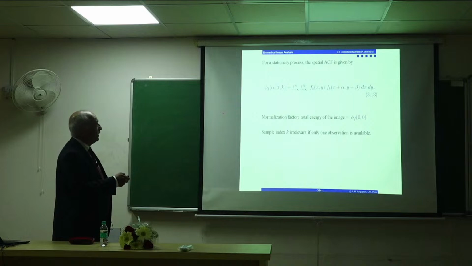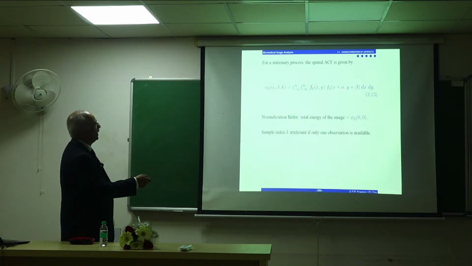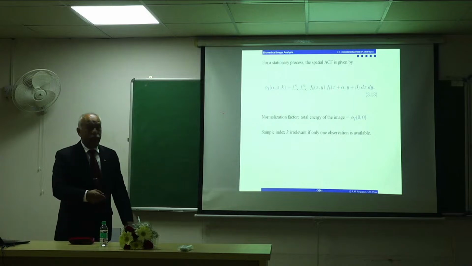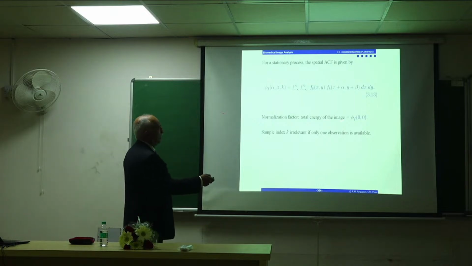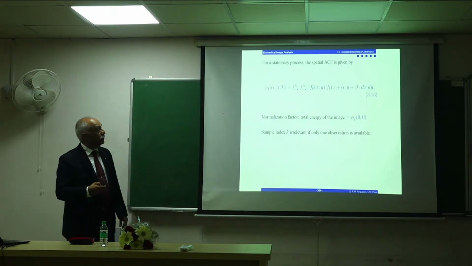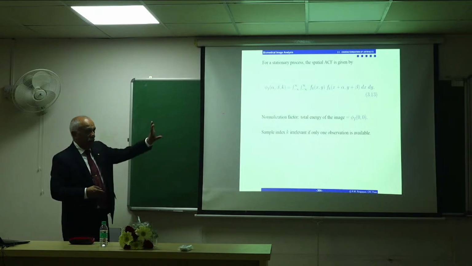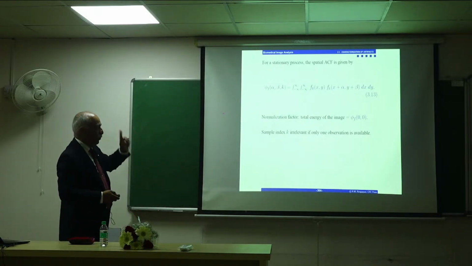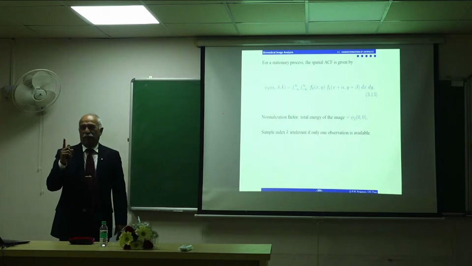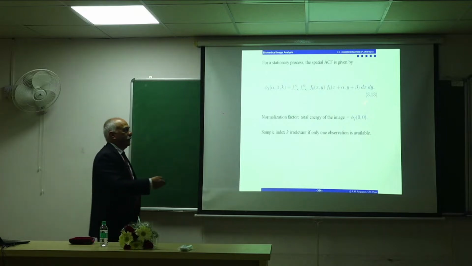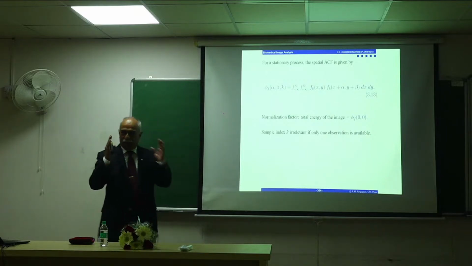The autocorrelation function is given by phi(alpha, beta, k), where you have the kth observation. There are multiple observations of the kth image f_k(x, y) and f_k with the shift. Integrate over space, dx dy. You may normalize this with phi_f(0, 0), which is the energy of the image. If you want that to be normalized, then it will be maximum of 1. The sample index k is irrelevant if you only have one image, one observation. Then you can only do spatial averaging on that image.